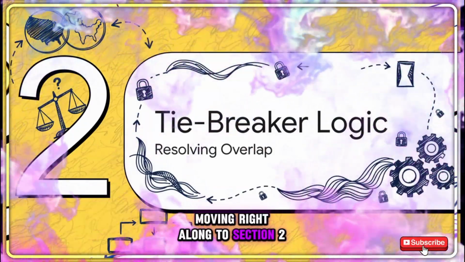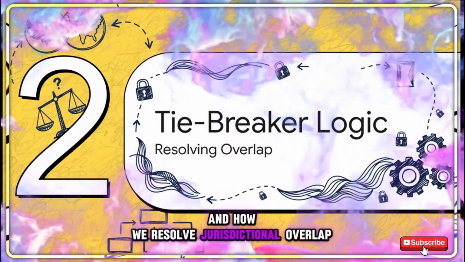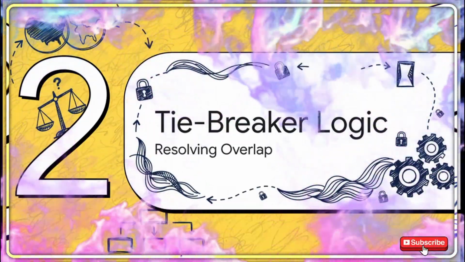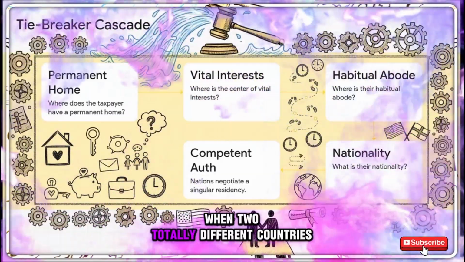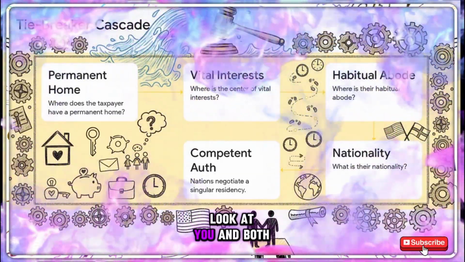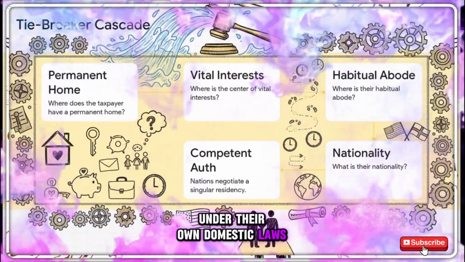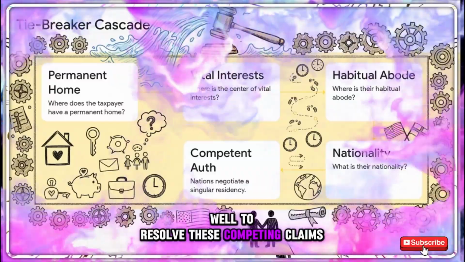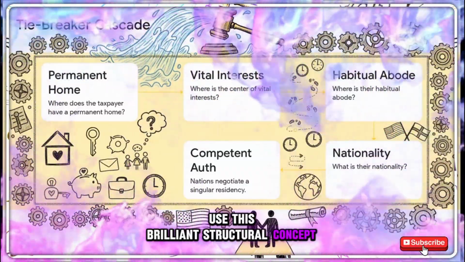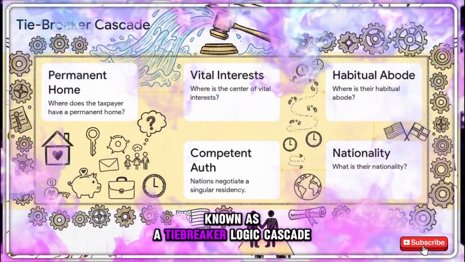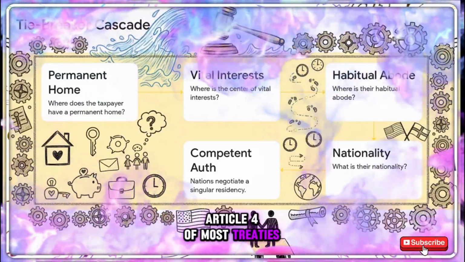Moving right along to Section 2, the tiebreaker logic cascade and how we resolve jurisdictional overlap. So you might be wondering what actually happens when two different countries look at you and both claim you as a tax resident under their own domestic laws. Well, to resolve these competing claims, international tax treaties use a structural concept known as a tiebreaker logic cascade. You'll usually find this in Article 4 of most treaties.